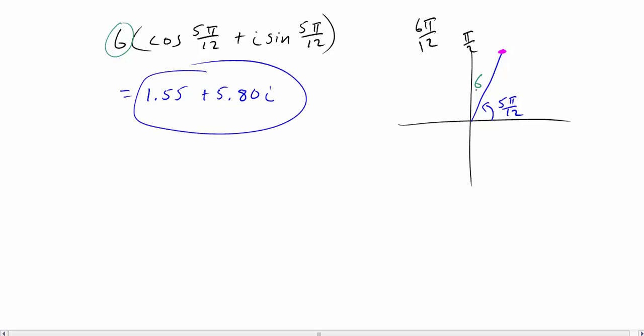And if we look at this closely, it would make sense that this is going over here, roughly the 1.5, and then up here on the y, this looks like this could certainly be 5.8. And that indicates we are going to be here at this point in the first quadrant.